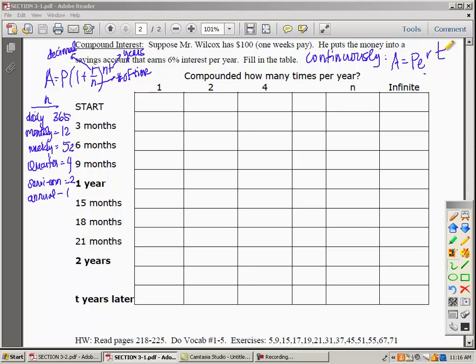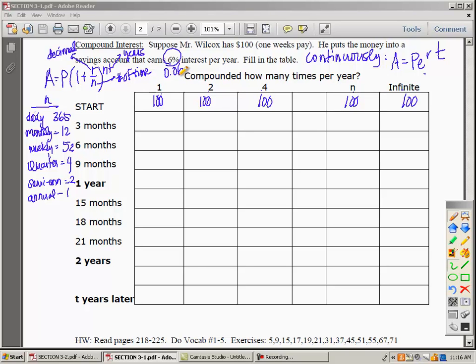Here's what it says. Mr. Wilcox has $100 in for 1 week of pay. He puts that money into a savings account that earns 6% interest per year. I'm going to show you a couple of these. What happens if we compound them 1, 2, 4 times a year? We'll talk about a couple general, and then we'll do what happens infinitely. I'm only going to do a couple of these to give you the idea. You'll want to fill in the rest of the table. No matter how many times we compound, we always start with $100. Again, the 6% interest is a decimal, 0.06, so that's what we're going to use.